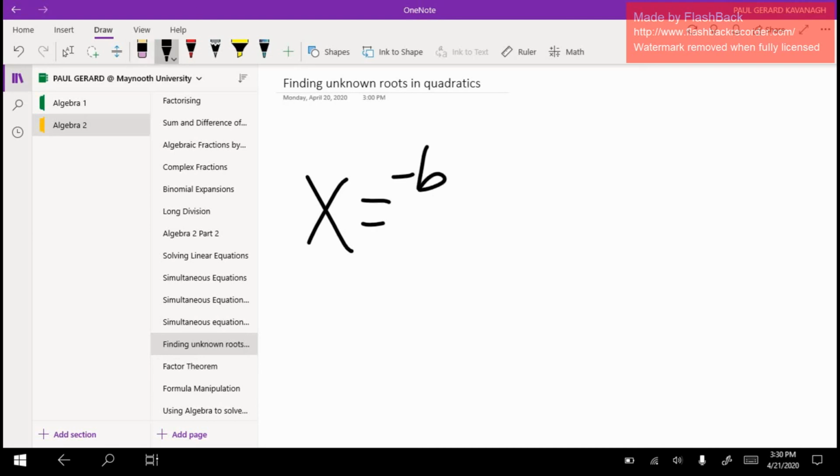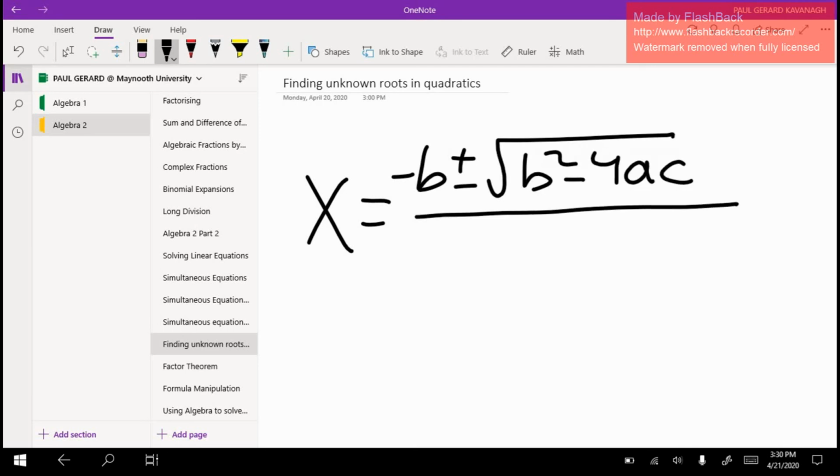X is equal to minus b plus or minus root b squared minus 4ac all over 2a. Now, you can use this if you don't know the two roots. It's just going to take you a little longer than finding it out in your head. You can use the square method, but I don't have that method, so I'm not going to use that.